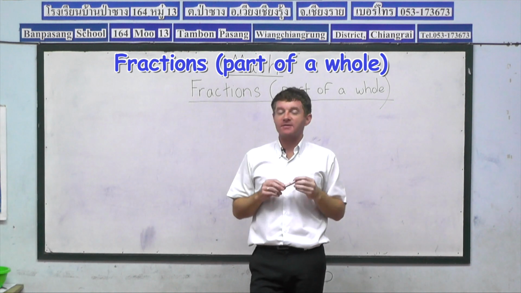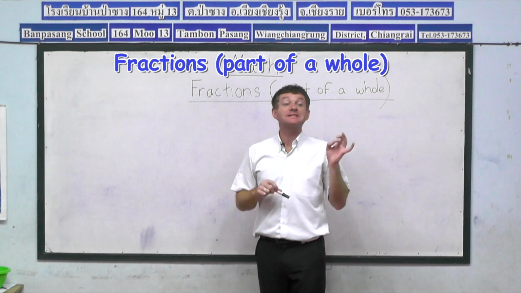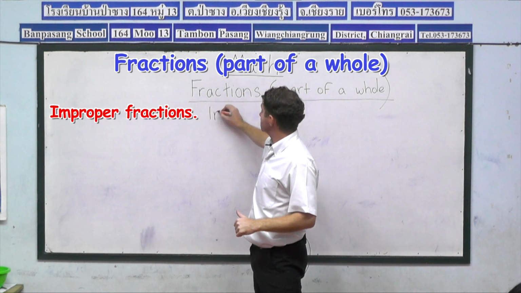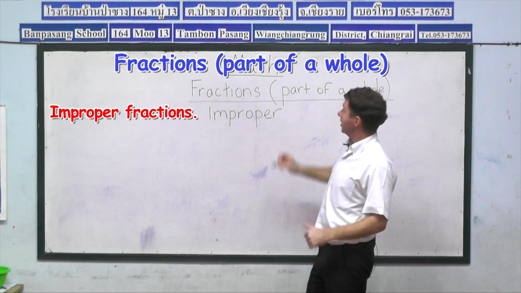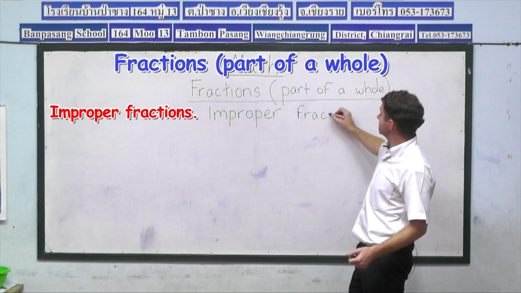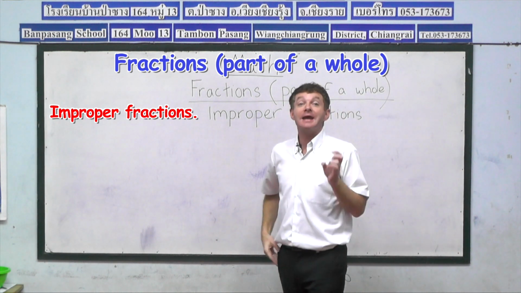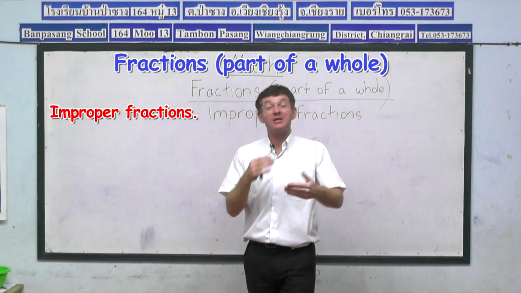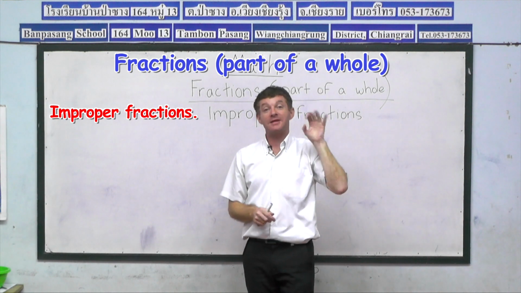But after proper fractions, guys, what did we learn about in the previous lesson? Not proper fractions, improper fractions. Yes, they were known as improper fractions. P-R-O-P-E-R. And then fractions. F-R-A-C-T-I-O-N-S. So all together, improper fractions. And what we mean by improper is the opposite of proper. In improper fractions, the top number is more than the bottom number.